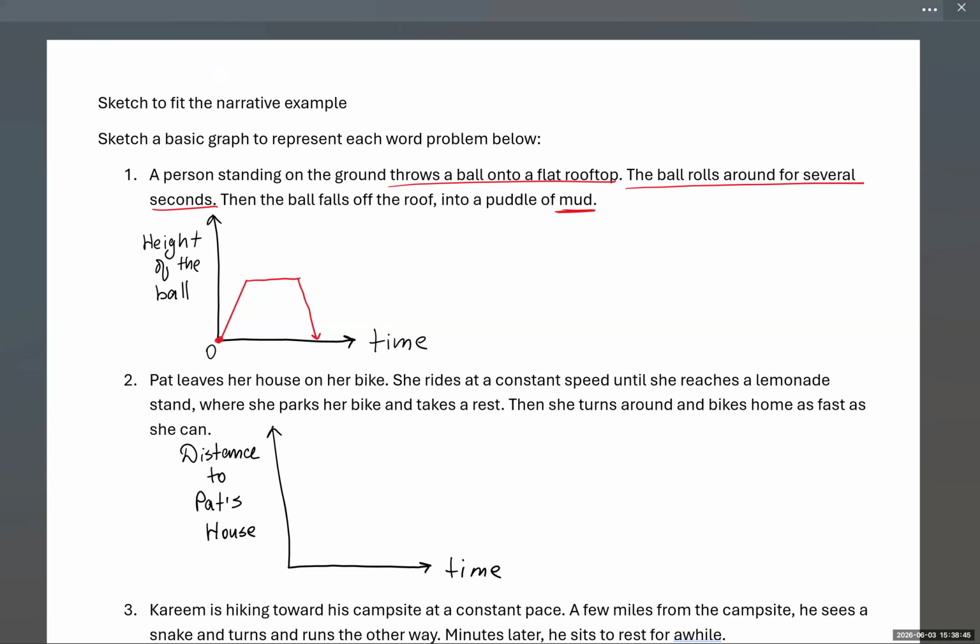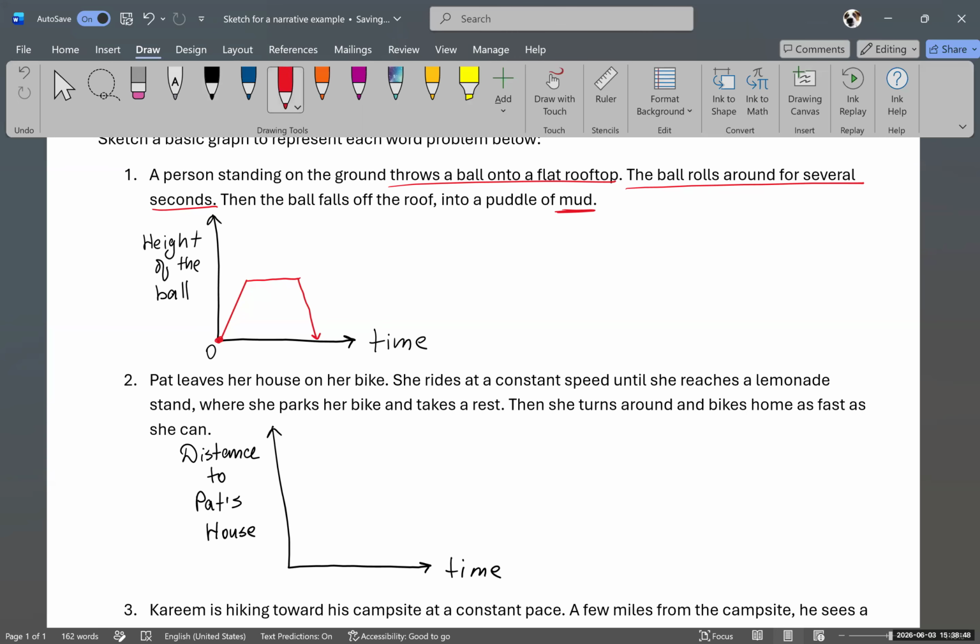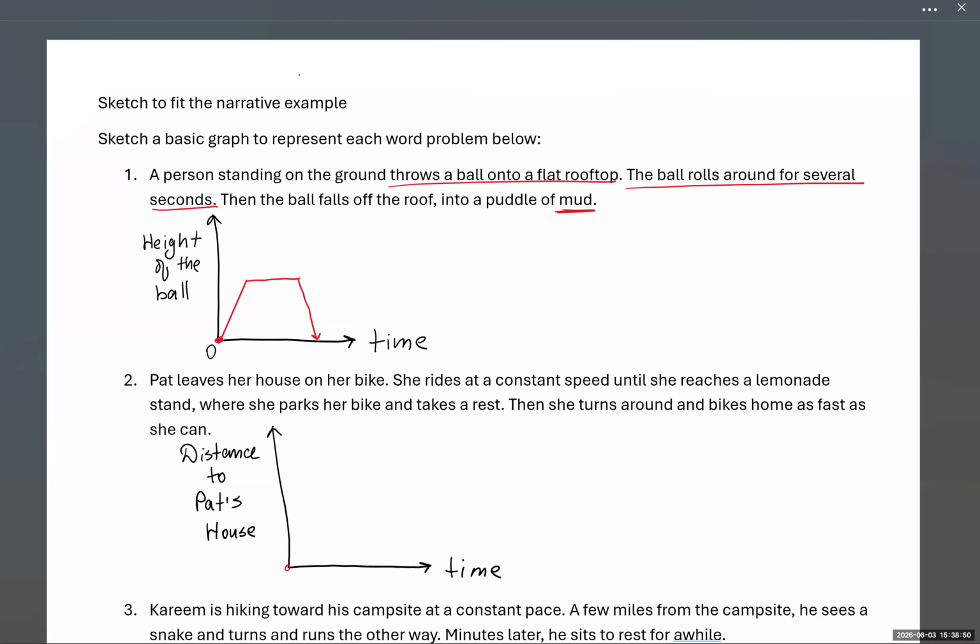So she will start riding at her house. So she's going to start at 0, 0. Then she is going to ride at a constant speed. So sometimes we think that constant means it has to be a flat line. Well, not always, because my y-axis is not her speed. My y-axis is the distance to her house. As she is biking away from the house, the distance to her house is going to increase.